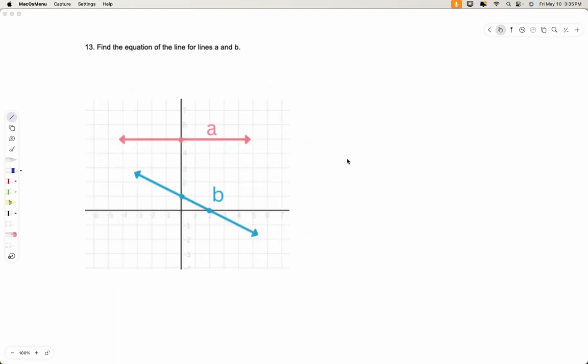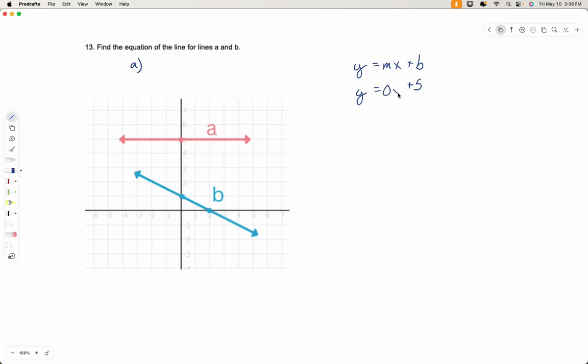All right, so this one says to find the equation of the line for lines A and B. So here, line A. We have a point on the y-axis. It's a positive 3. No, that's a positive 5. And there is no slope. So there's a 0 slope. So if you stay true to y is equal to mx plus b, we know that the plus b is where it lives on the y-axis. So that would be 5, right? Positive 5.